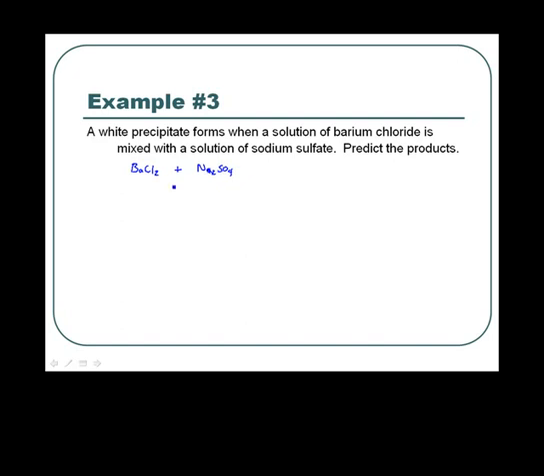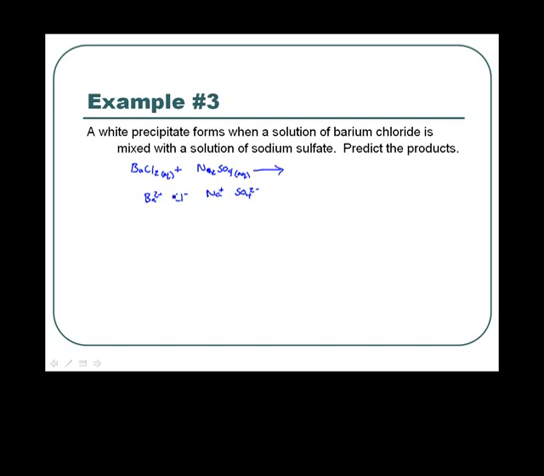And then we check out our states. We were told that we have a solution of barium chloride, so we put a little aq there, and a solution of sodium sulfate, a little aq there, and we draw a reaction arrow. And in order to predict the products, we're going to take a look at our reactants and say, well, the ions formed are Ba2+, Cl-, Na+, and SO4 2-. So those are all the ions.